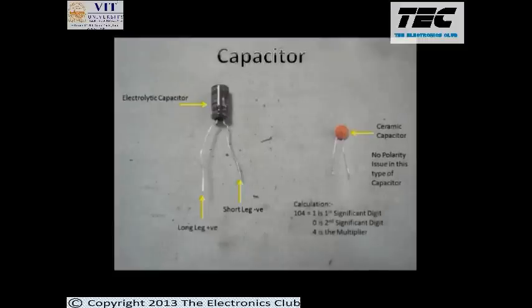Now we will learn how to calculate the value of a particular capacitor. We can see a number 104 written on the ceramic capacitor. 1 is the first significant digit, 0 is the second significant digit, while 4 is the multiplier. To calculate the value, write it as 10, that is 10 into 10 raised to the power 4, and this final answer is in picofarad. So the final value gives us 0.1 microfarad. Therefore, this ceramic capacitor is of value 0.1 microfarad.